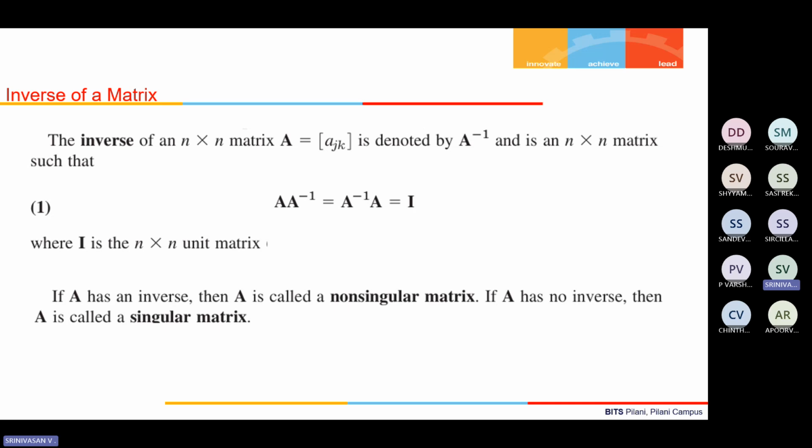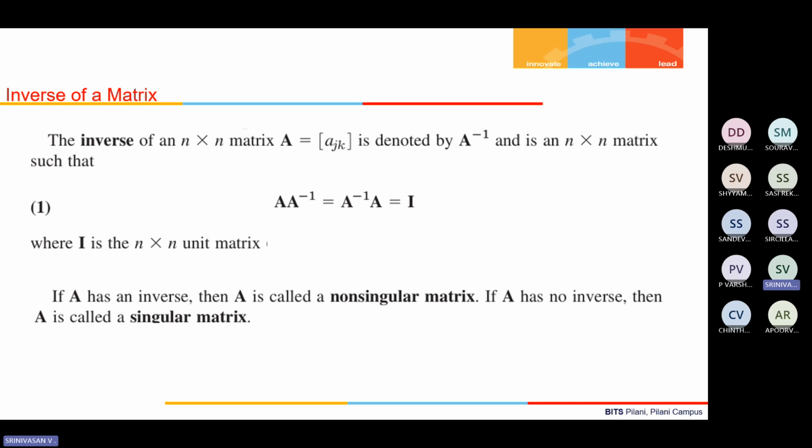Remember, A inverse is not your 1 by A. There is no division of matrices. Inverse is different and it exists only for a non-singular matrix, that is, a matrix whose determinant is non-zero. The inverse of an n by n matrix A is denoted by A power minus 1, but don't read it as A power minus 1. Read it as A inverse. It is also an n by n matrix such that A into A inverse is equal to I, where I is the n by n matrix, which is nothing but the unit matrix.